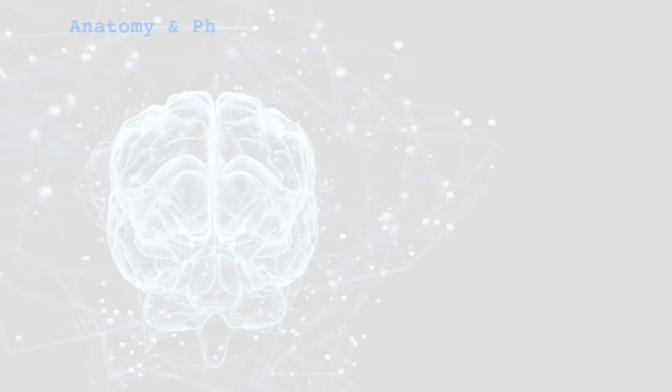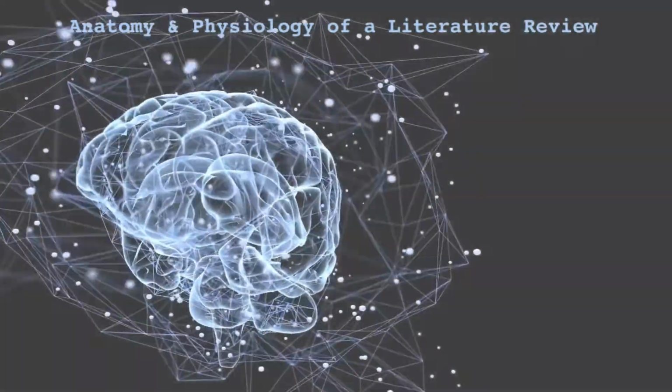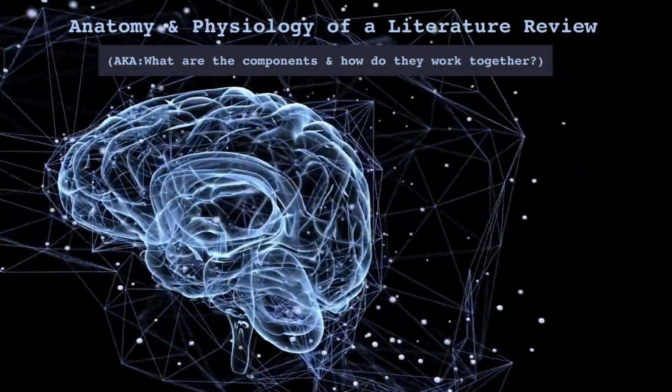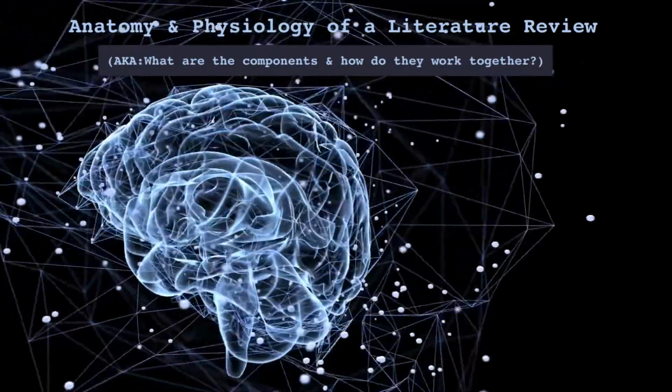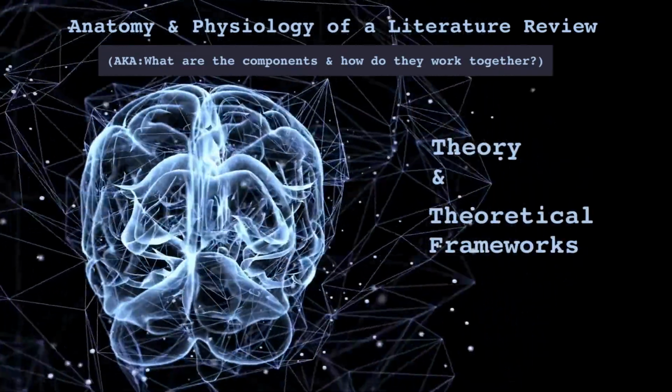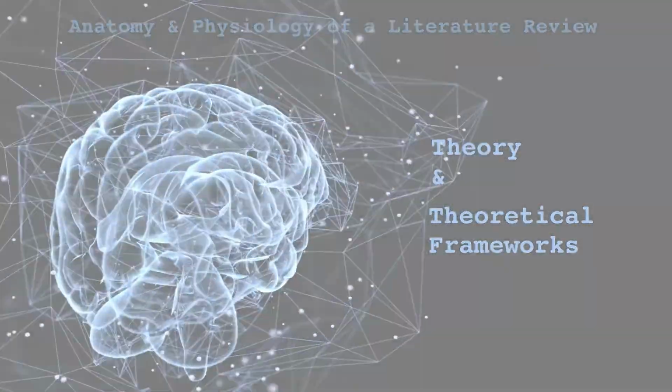This week we will learn the anatomy and physiology of a literature review, or rather, what are the main components to a good literature review, and how the components of the literature review and the use of theory and theoretical frameworks are used in a literature review and in developing research.